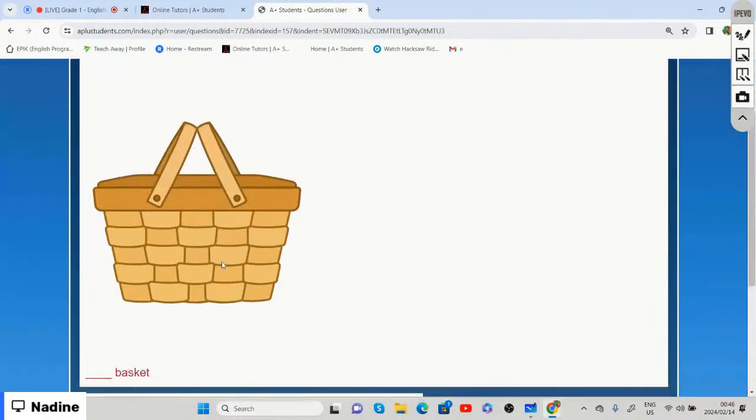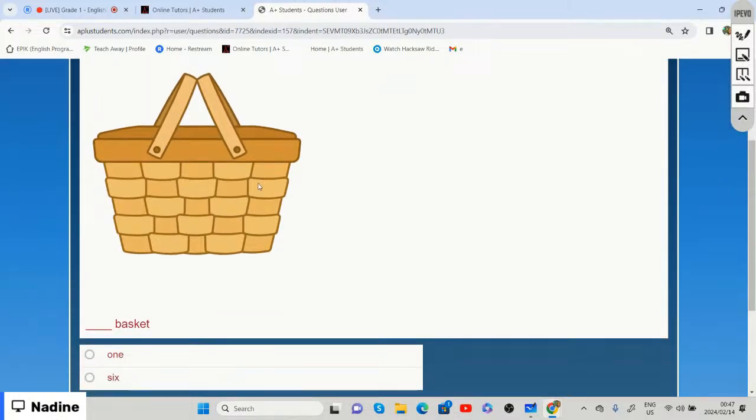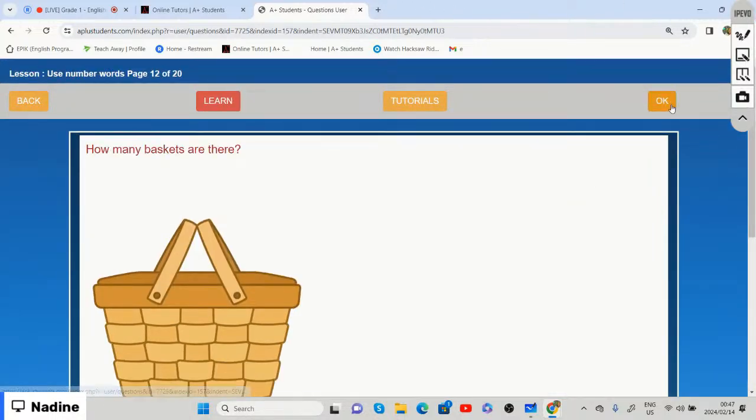And now we're looking at this beautiful basket. How many baskets do we see in this picture? So how many baskets are there? Do we say one or are there six? And there's only one, right?